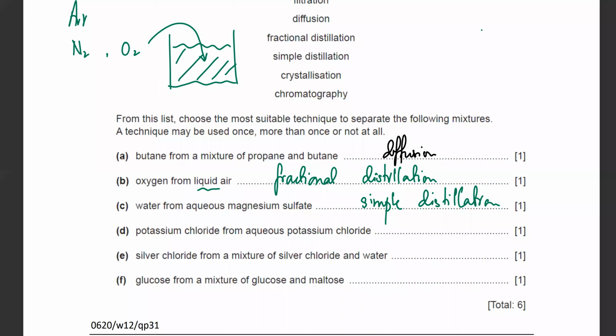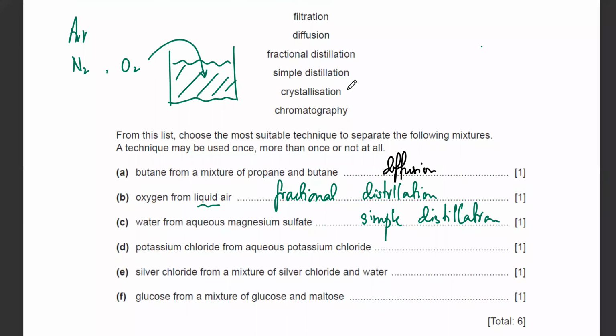Let's see what two options we have over here. I think there's crystallization written over there. So to get the salt crystals, you're going to do crystallization. Then you have silver chloride from a mixture of silver chloride and water. Now, silver chloride is a substance that's not really soluble. It doesn't dissolve, just like marble or chalk doesn't dissolve. So if it's not soluble, just like sand and water, you can simply do filtration. That's it. And then glucose from a mixture of glucose and maltose, that one is chromatography.